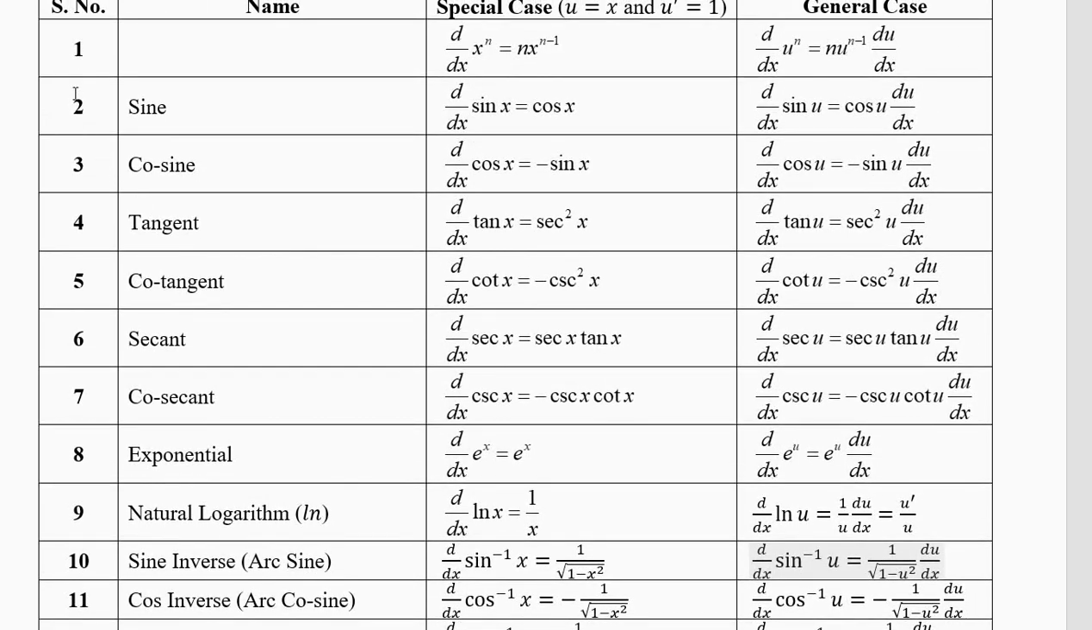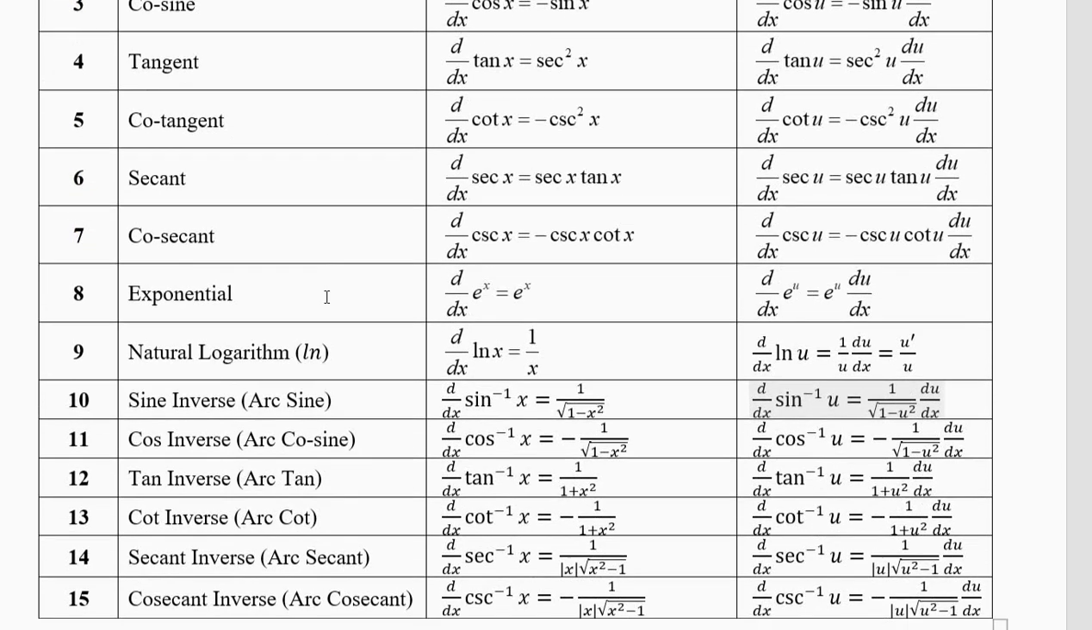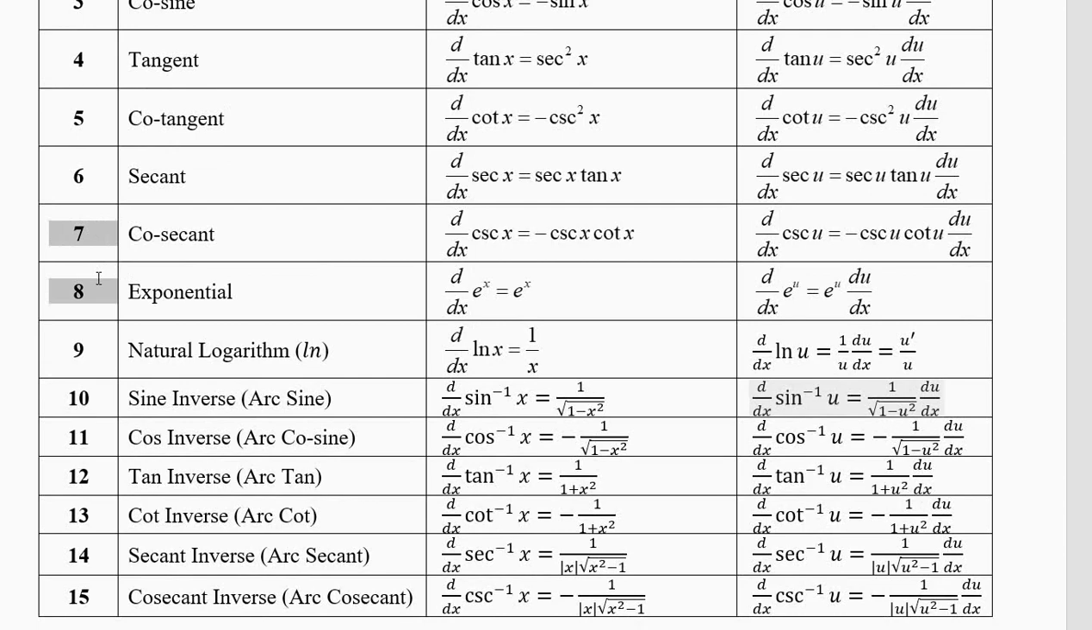So these were your trigonometric functions. 2 to 7 were trigonometric functions, which we have seen in detail. Now these two pairs, 8 and 9, come together. 8 and 9 are the exponential function and the logarithmic function. They are interrelated. How? We'll see it.